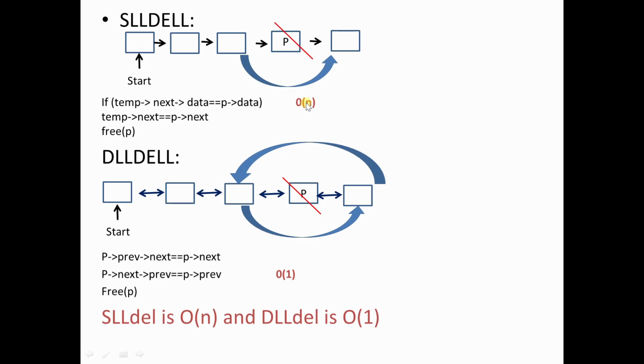The answer is O of n for single linked list delete function and O of 1 for double linked list delete function. Option D. So it is a very clear, direct and easy question also. We just have to check the process, how it works.